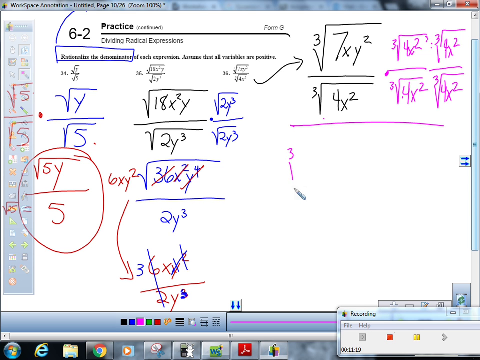On the top, we have the cube root of 7 times 4 times 4, 16 times 7. I just am not smart enough to do that, and I don't want to get it wrong. So you get 112. You got x times x squared times x squared. So that's x to the 5th. And y squared is the only y squared in there.